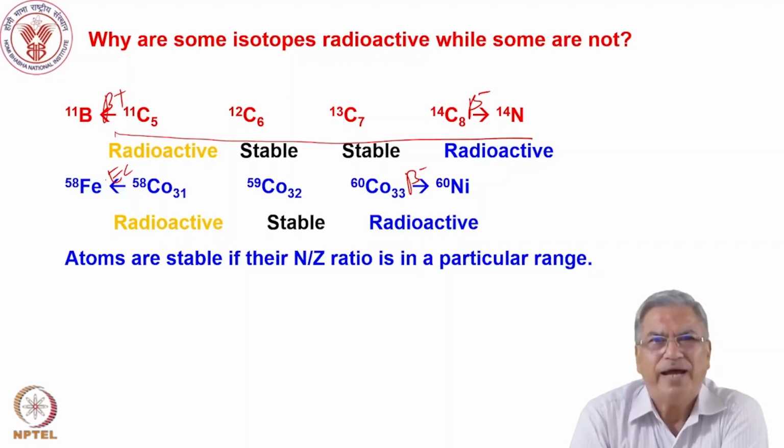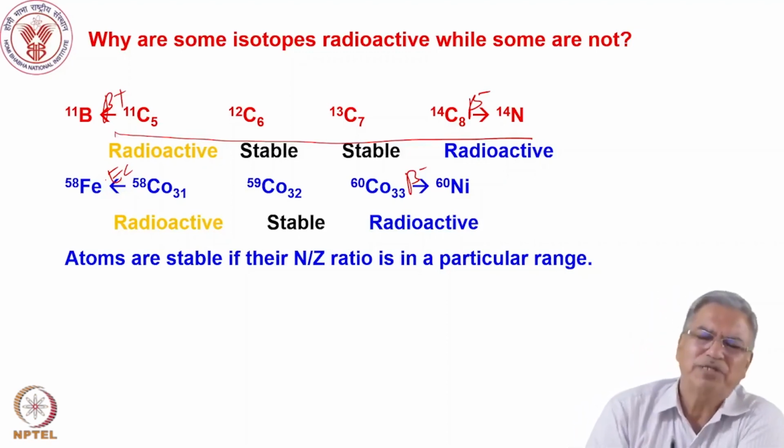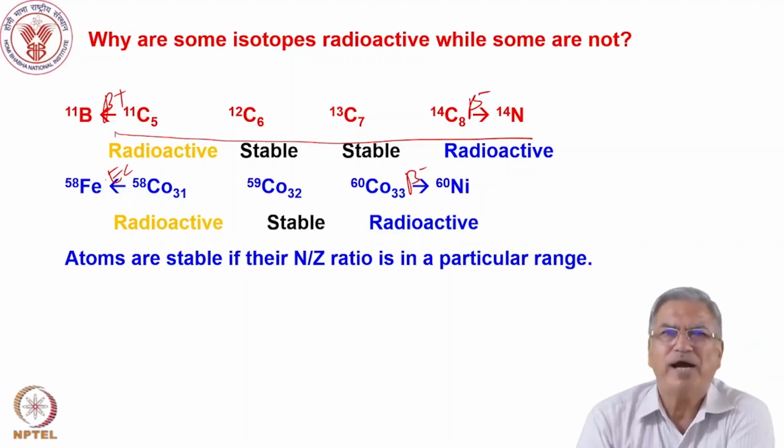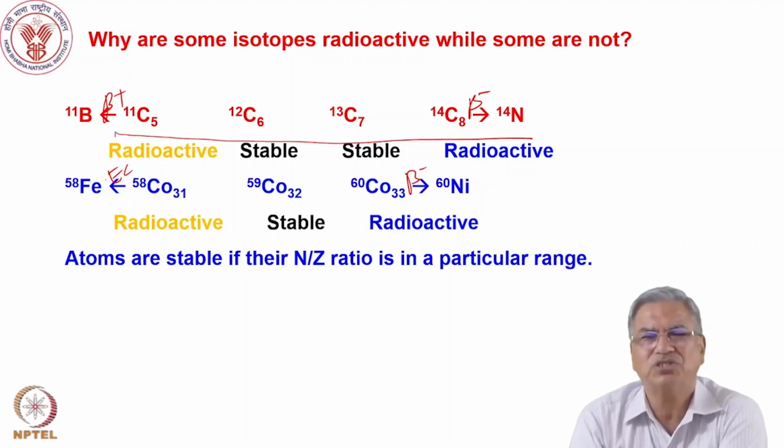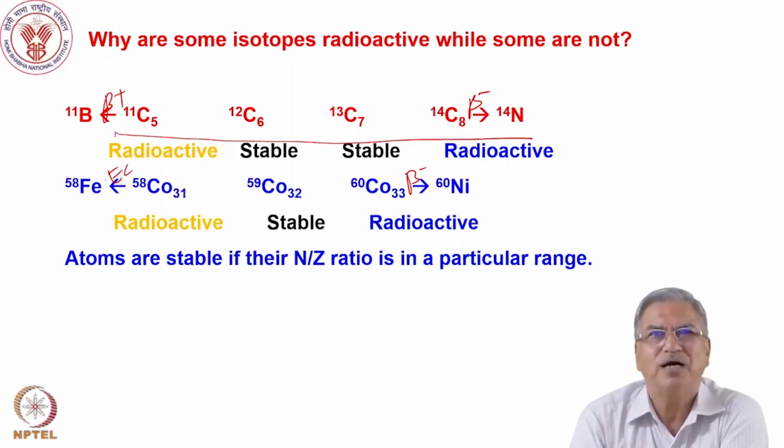So atoms are stable if their neutron to proton ratio is in a particular range. That means when you have a certain number of protons, you require a certain number of neutrons to stabilize the nucleus, and anything beyond that range on both sides, the neutron rich side or the neutron deficient side, makes the nucleus unstable. So I hope this explains why some isotopes are radioactive while others are not.